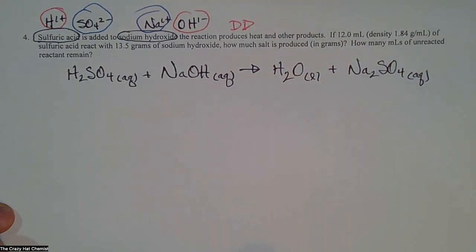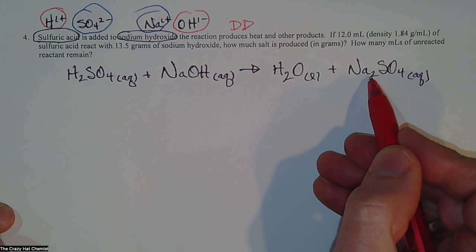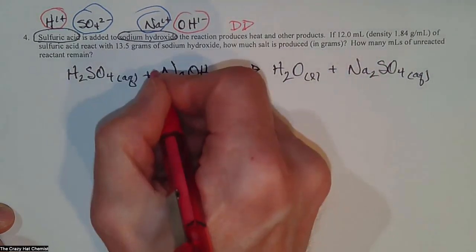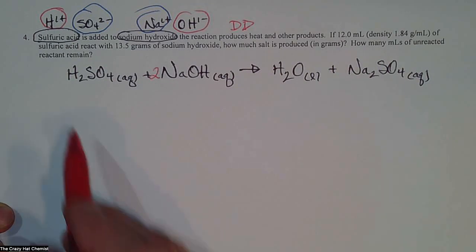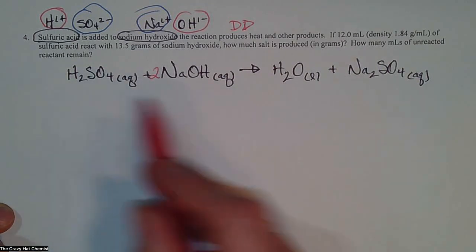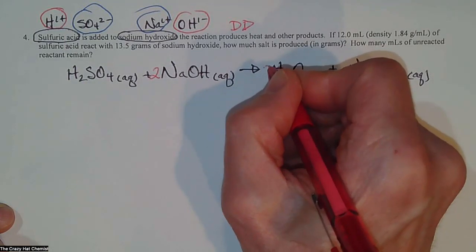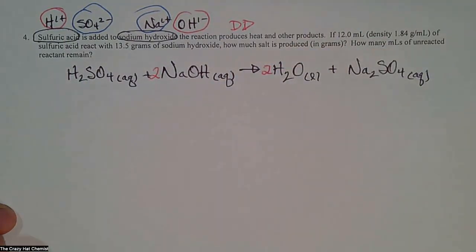Then we need to balance this. We've got 2 sodiums on this product side, so we're going to place 2 sodiums on the reactant side. And now we have 4 hydrogens on this reactant side, and we need 4 hydrogens on this product side. You should double check to make sure that everything else is balanced, but it is. I guarantee it.